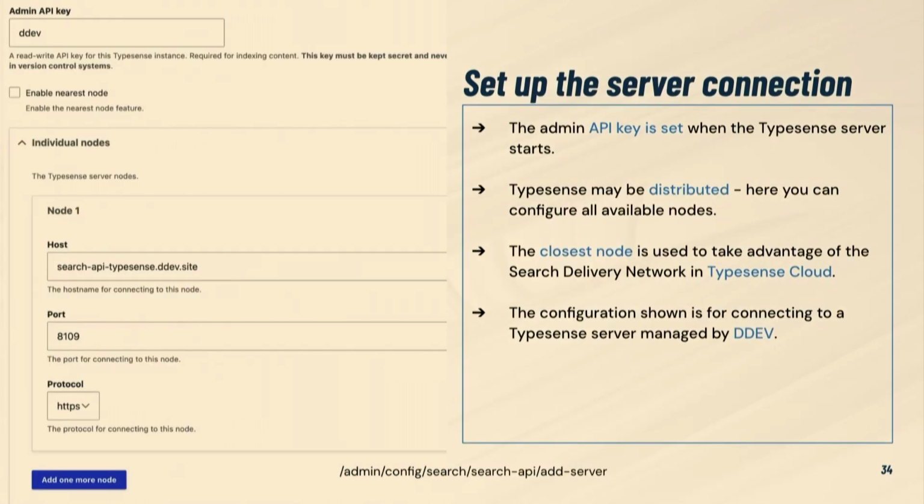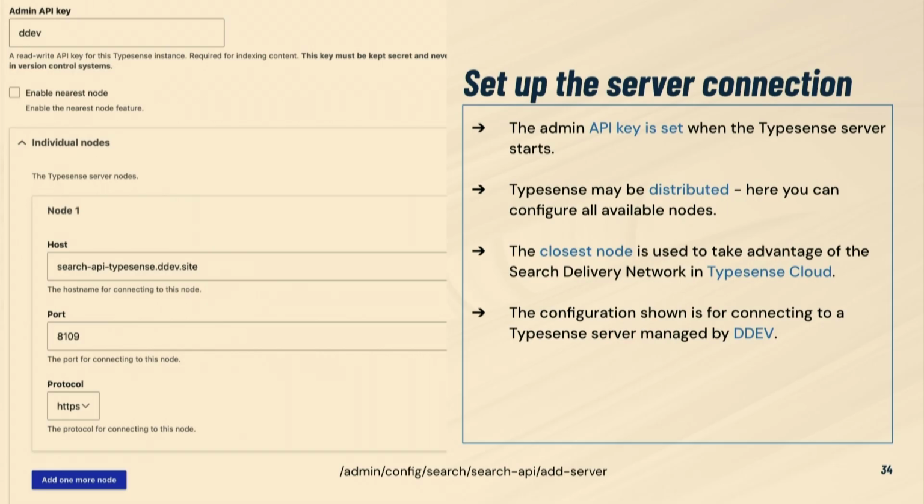And then you go inside the Search API module and create a new server. What you need is the Typesense API key. In this case, we have ddev because it is the default one in the Docker Compose. And then you have to set up at least one node. In this case, we are running only one instance of Typesense inside your machine.